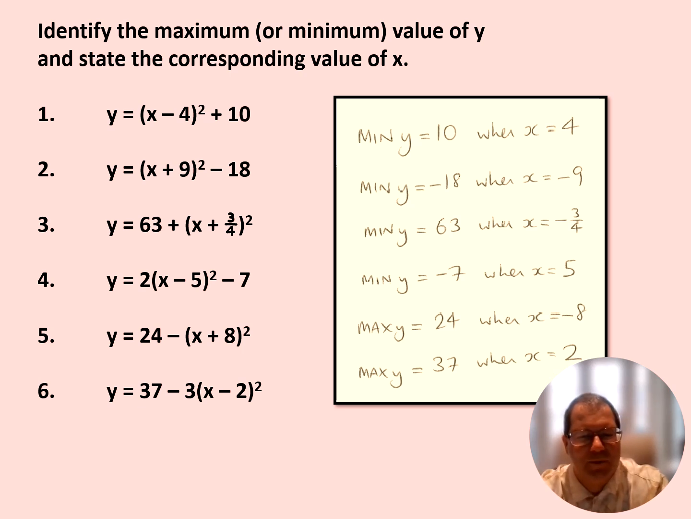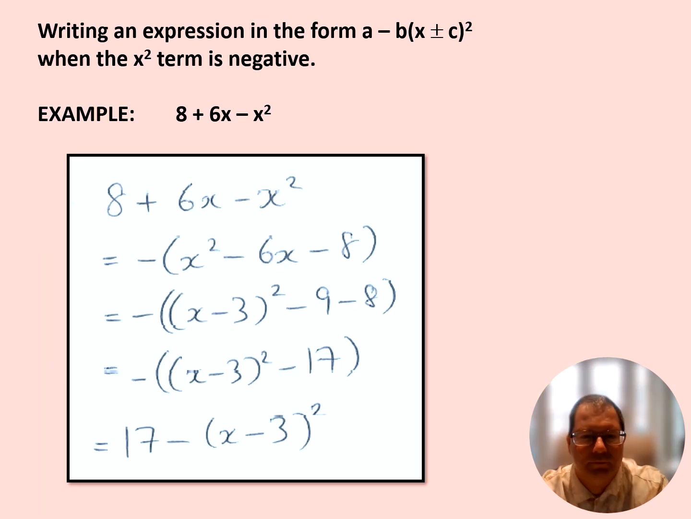For the last 2 examples, 5 and 6, these are both maximum values of y, because the x squared term would be negative. For number 5, when x is -8, we get a maximum value of y of 24. And in number 6, again, the number in front of the brackets is irrelevant. But when x is 2, we get a maximum value of y of 37.